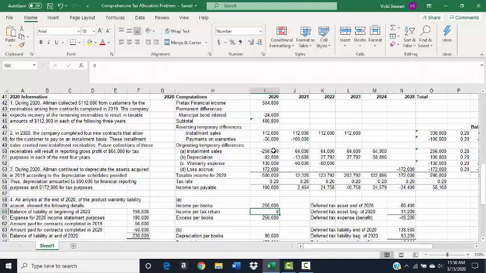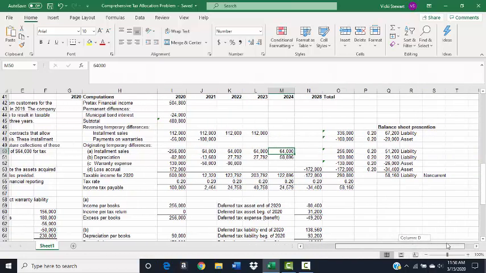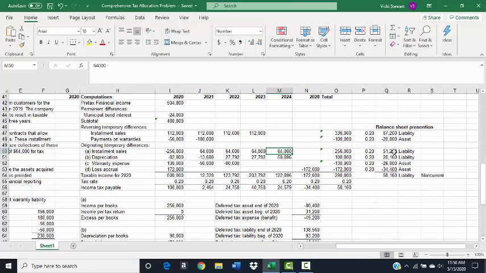So the whole $256,000 would need to be subtracted to get to taxable income, and we will be collecting those amounts over the next 4 years. So that would make us have a deferred tax liability when we multiply the total by 20% of $51,200.